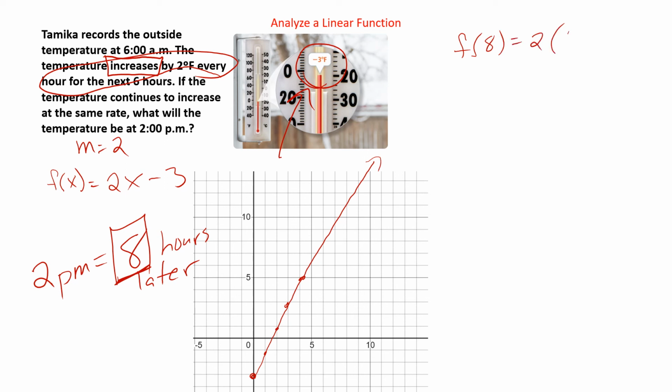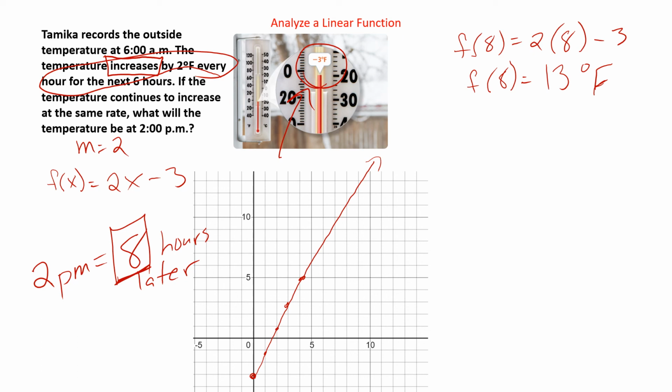So we're going to find f of 8. And so that's 2 times 8 minus 3. So f of 8 equals 2 times 8 is 16, minus 3 is 13 degrees Fahrenheit at 2 p.m. So obviously this is a cold day that we're talking about here. I mean, it started out at -3, so this is not a nice summer day. Does 13 degrees Fahrenheit seem like a legitimate temperature? Sure, it seems like it could be okay.